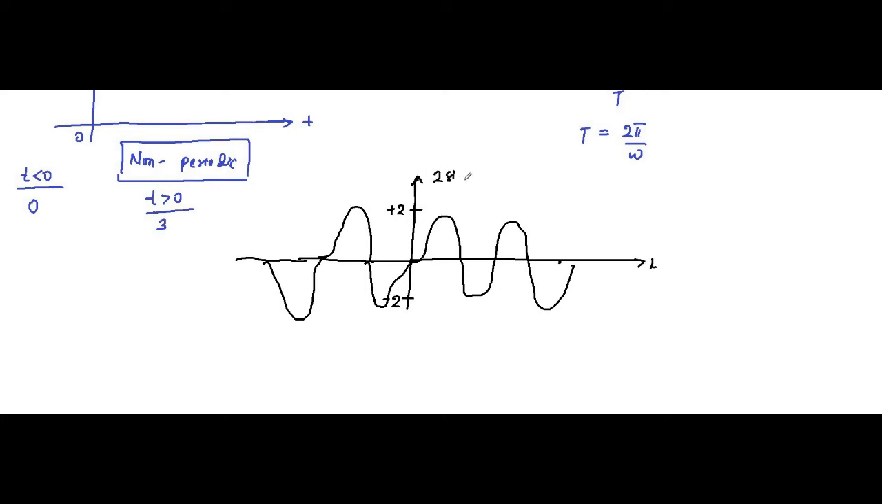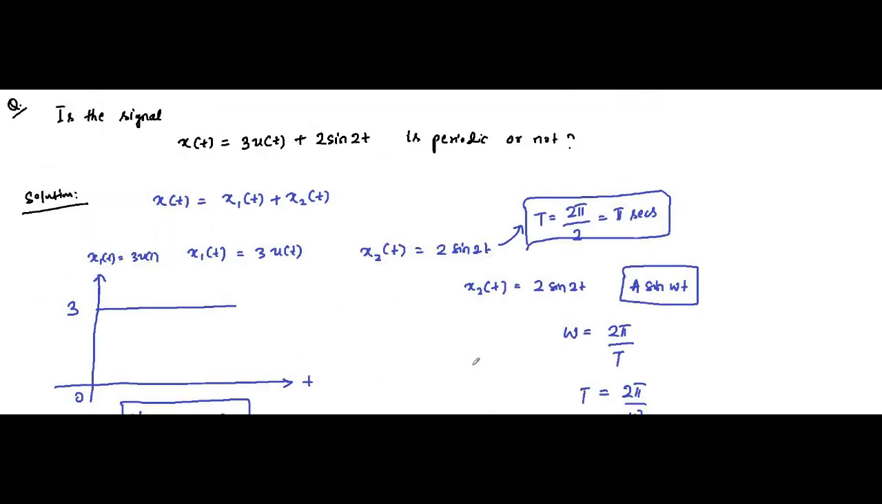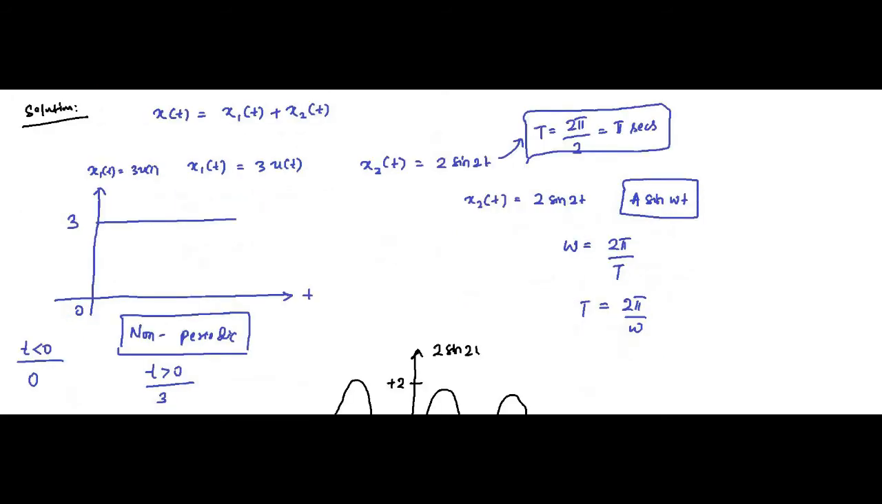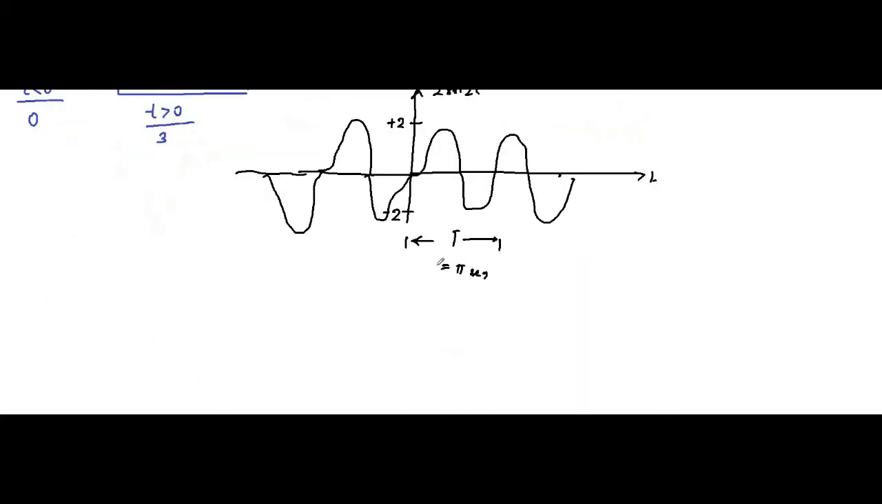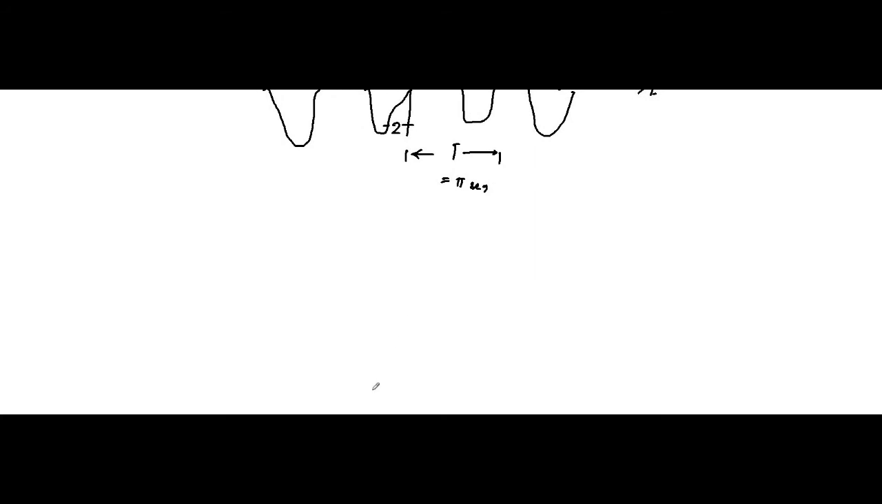2 sin 2t, where the time period is equal to pi seconds. Now if we add these two signals, that is 3u(t) plus 2 sin 2t, then we will get a signal something like this.